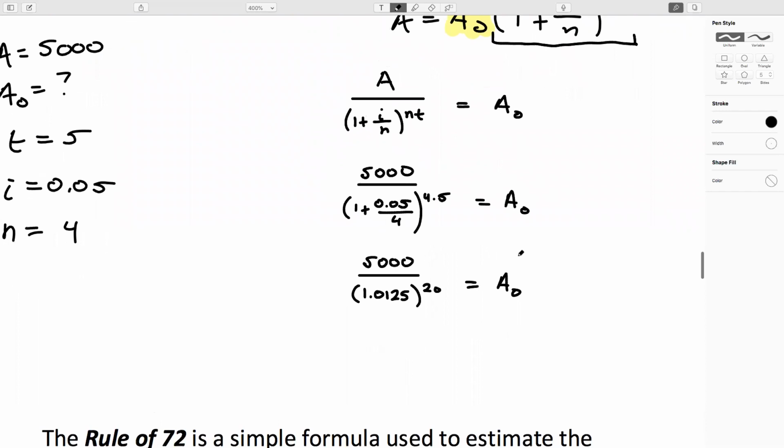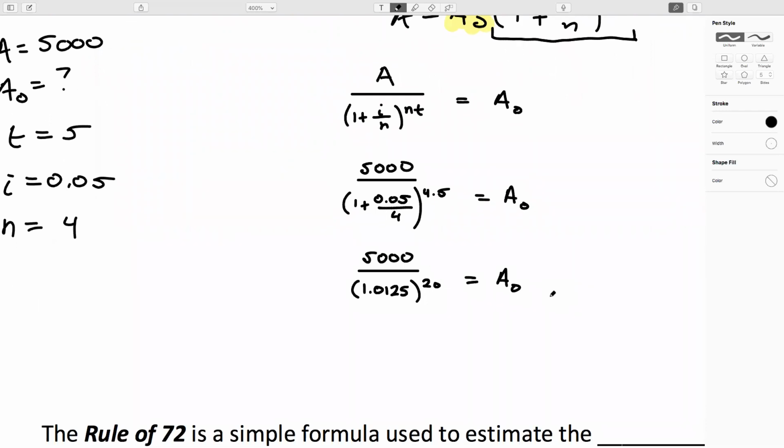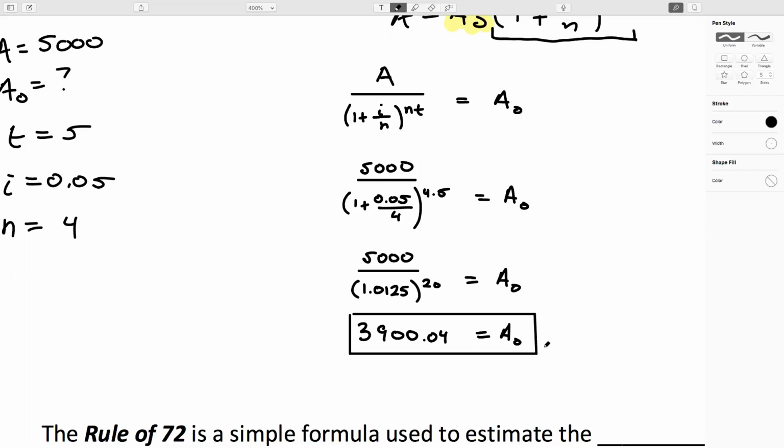And Tanis would have had to have an investment of $3,900.04. $3,900.04 equals A naught. So what we just did is we just worked backwards and found out how much money needs to be invested at that specific interest rate for that specific term to get to $5,000.